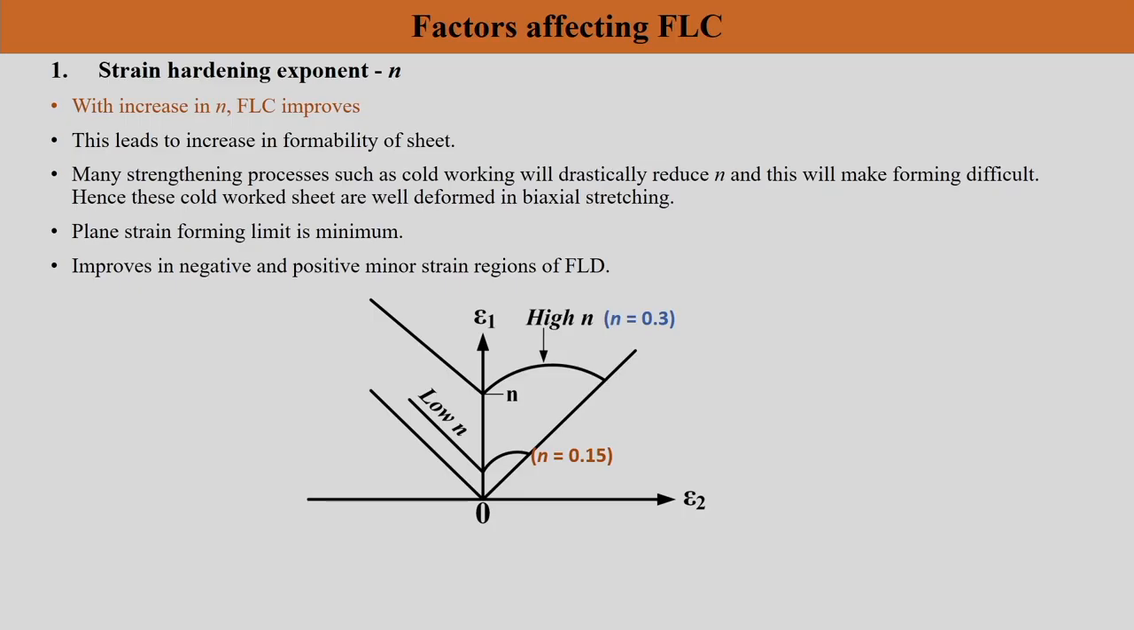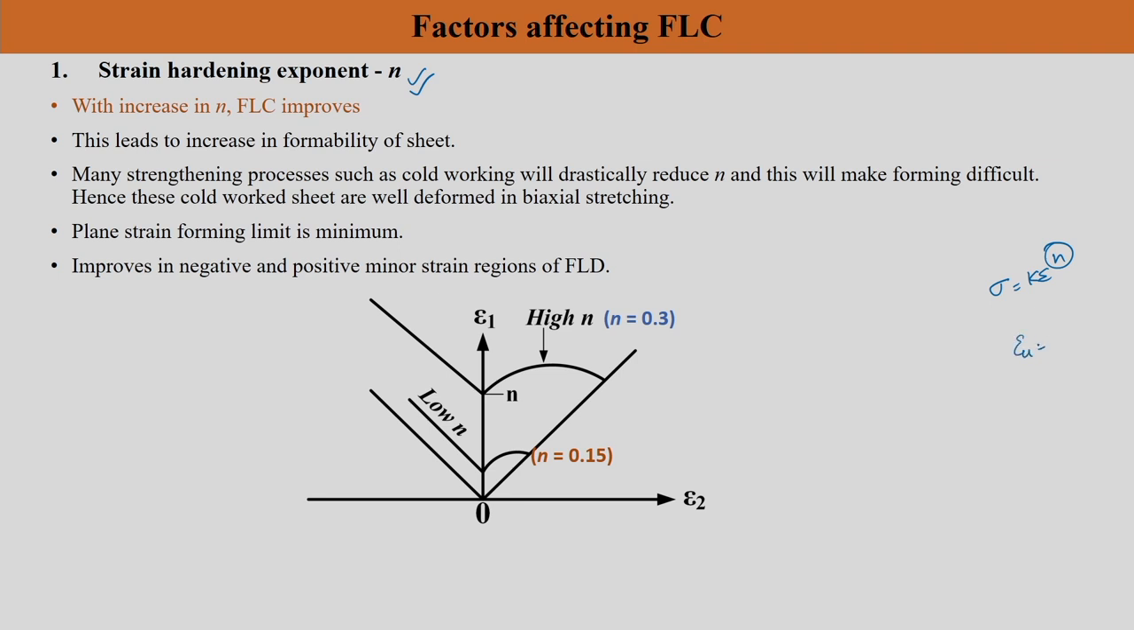Now, like the stress strain behavior of materials, your forming limit curve will also be affected by certain important properties. We will discuss one after another. This first one is the strain hardening exponent, which we say n, isn't it? We say sigma is equal to k epsilon power n, and this n is what we call the strain hardening exponent, and we have already derived an equation relating n to instability.